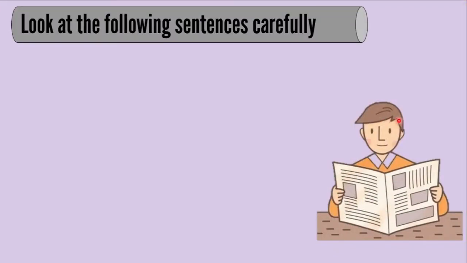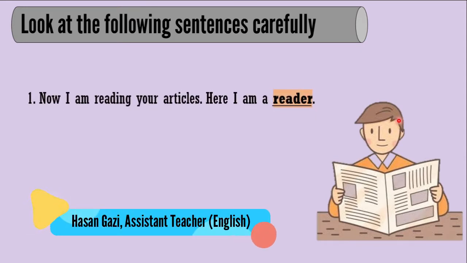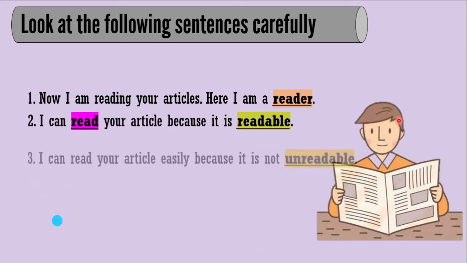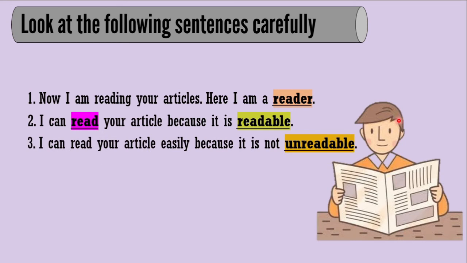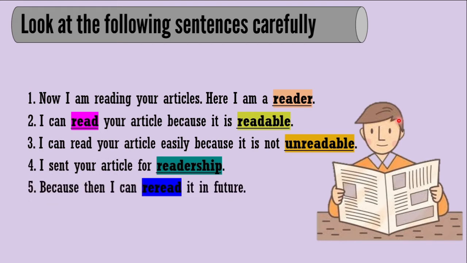Look at the following sentences carefully. Now I am reading your article. Here I am a reader. I can read your article because it is readable. I can read your article easily because it is not unreadable. I sent your article for readership because then I can reread it in future. Here all the words come from one word, read, right?